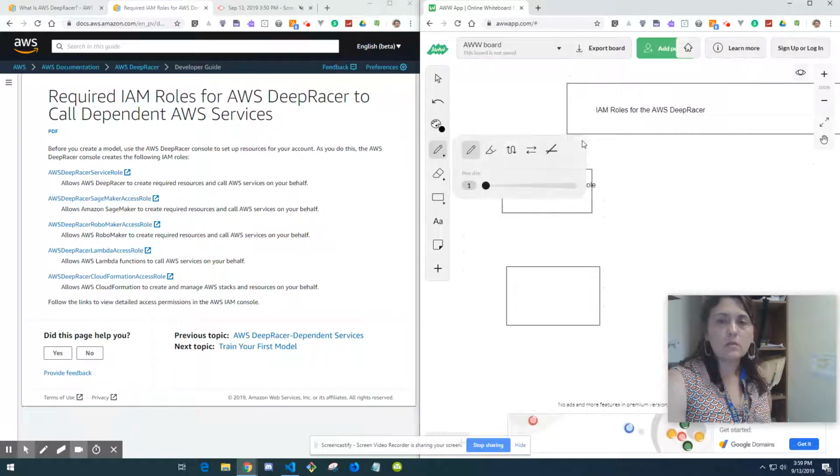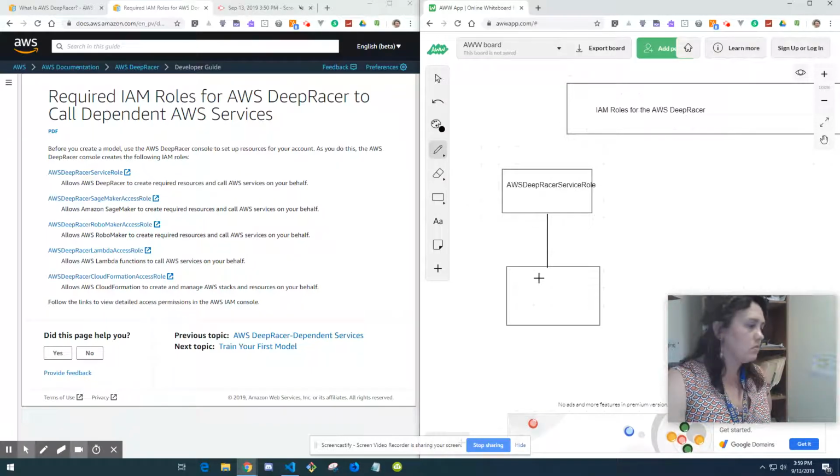So the service role allows, I'm going to abbreviate AWS DeepRacer to be AWS DR, to create required resources. And let's go on to the next one.